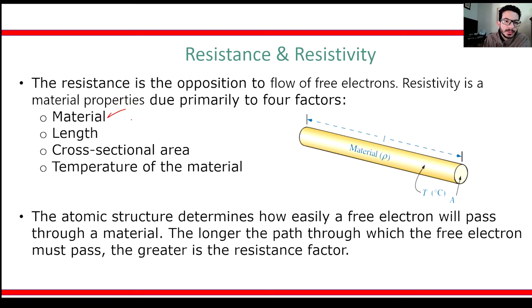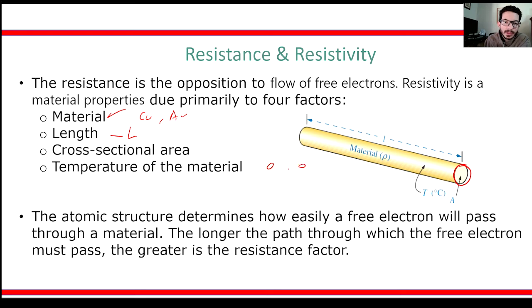are the type of material, if it's copper, if it's gold, etc. The length of your wire or your circuit or your material that you want to analyze, the area of the cross section, so this area right here, and the temperature of the material at every instant. Okay, this is because the atomic structure determines how easily the free electrons will pass through a material.